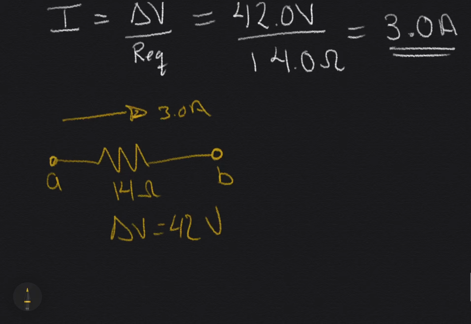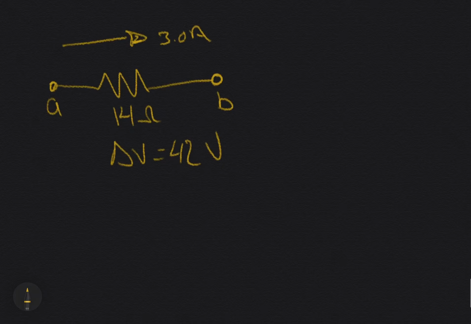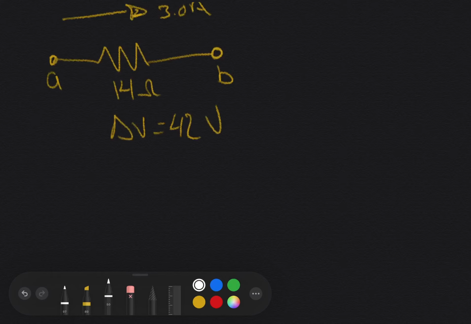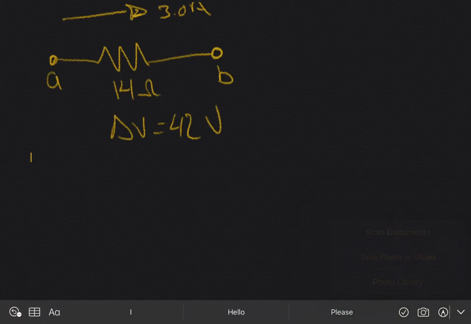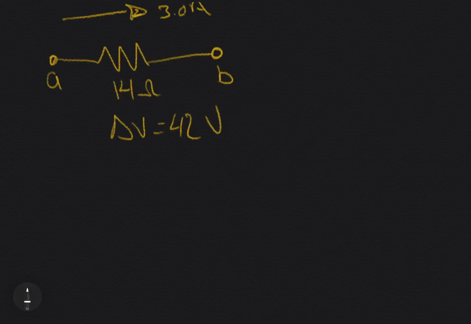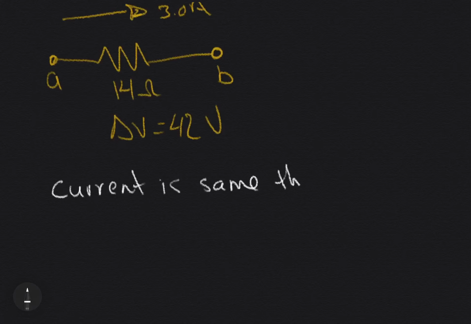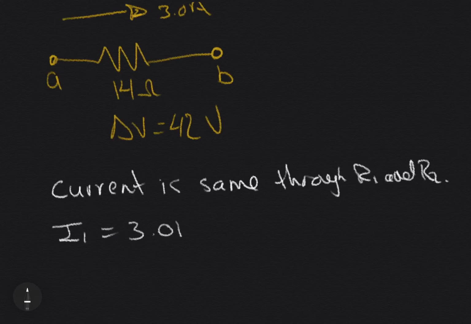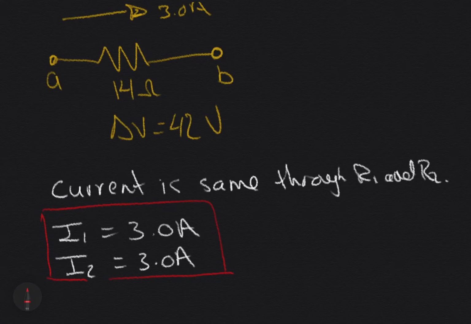All right, so if we remember our properties for currents in series, then for series, we have that current is the same through R1 and R2. Okay. So this means that I1 is 3.0 amps and also I2 is 3.0 amps. Okay, so we got two solutions because of that property. I'll put a box here. All right, so what about I3 and I4?